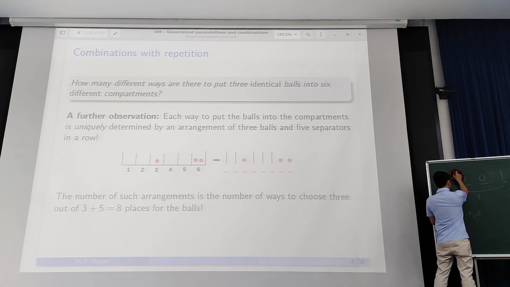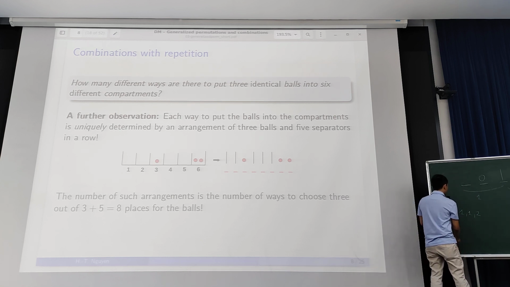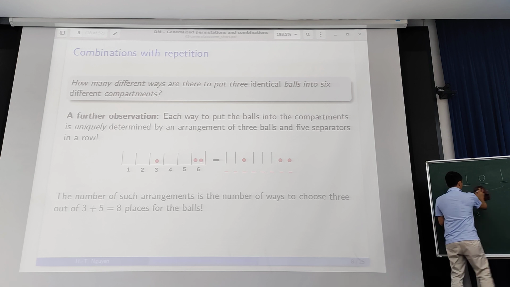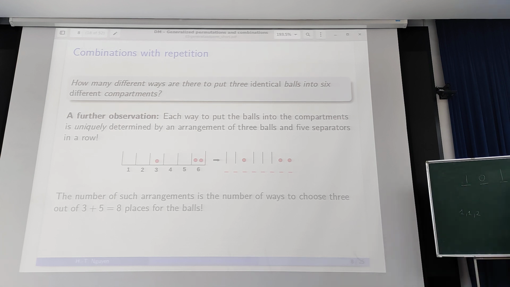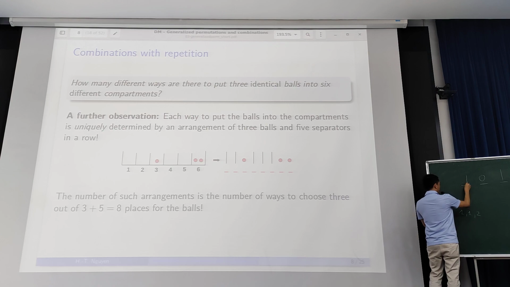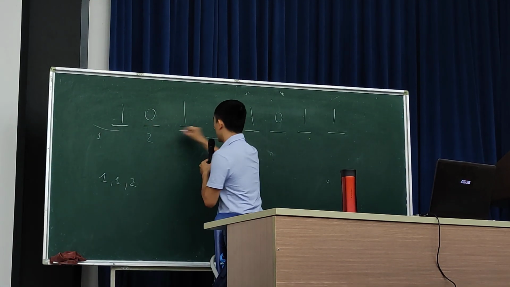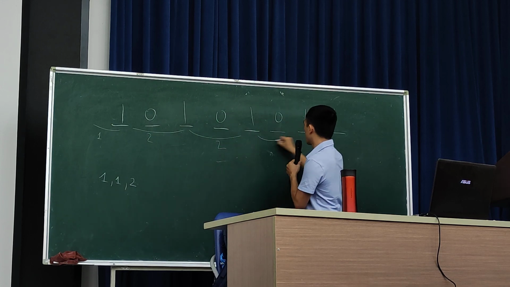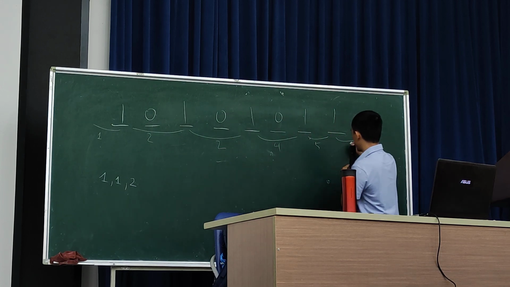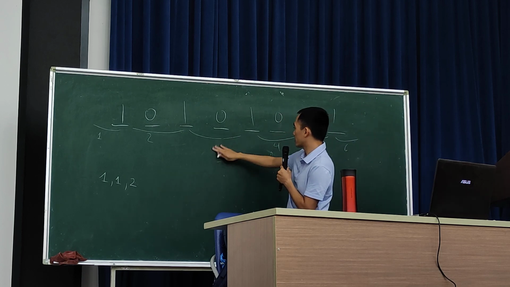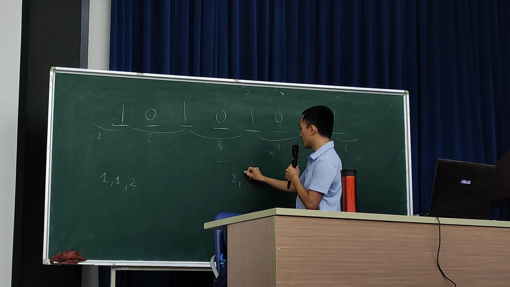Similarly, if you put a separator here instead, and then a ball here, then we have another situation. Here 1 now becomes this part, and you have 2 and 3, 4, 5, and 6. So this will become 3, 2, 3, and 4.